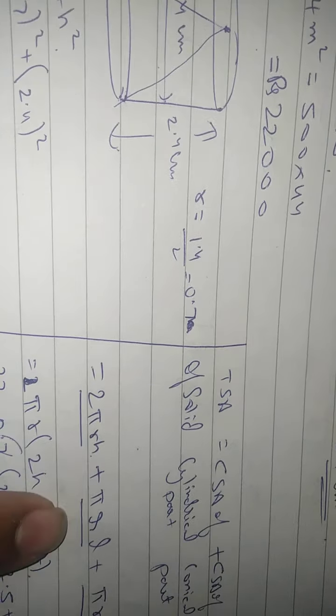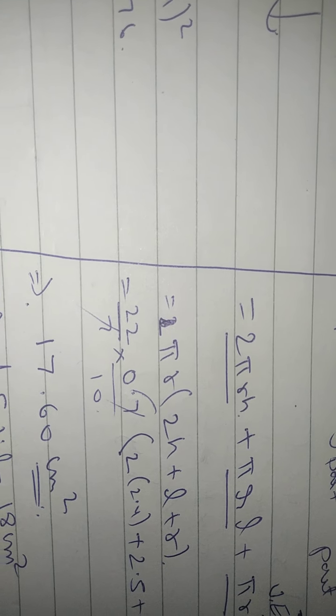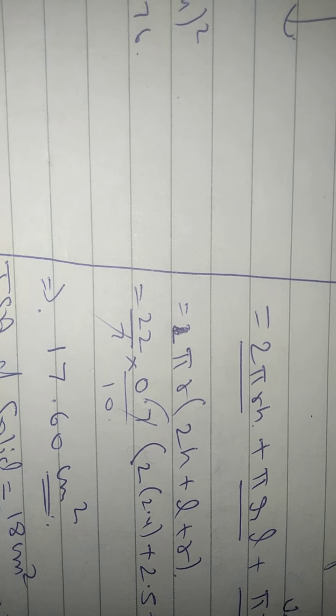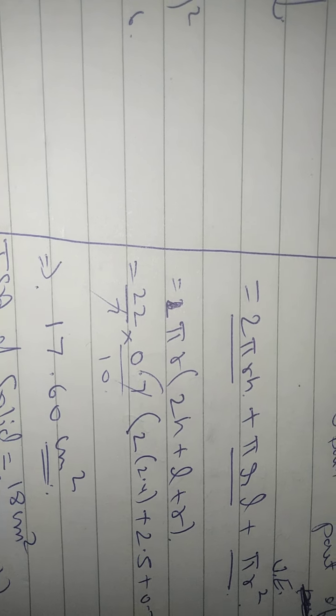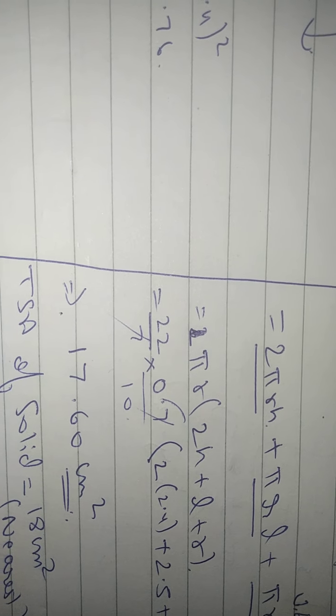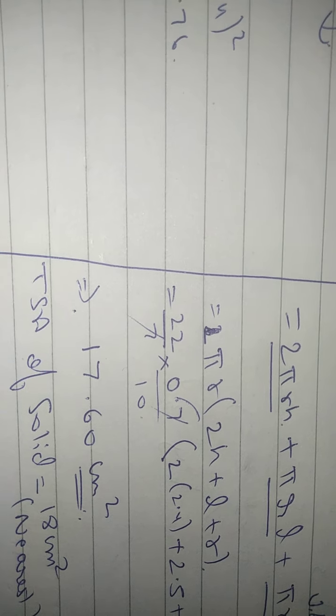Here in place of base I will write upper end. Clear? Area of upper end. Now put the values. Pi r is common, 2h plus l plus r. The value of pi is 22 upon 7, that's 0.7 upon 10, 2 into 2.4 plus 2.5 plus 0.7, and 17.60 centimeter square is the answer. So nearest means approximately, it will be 18 centimeter square.